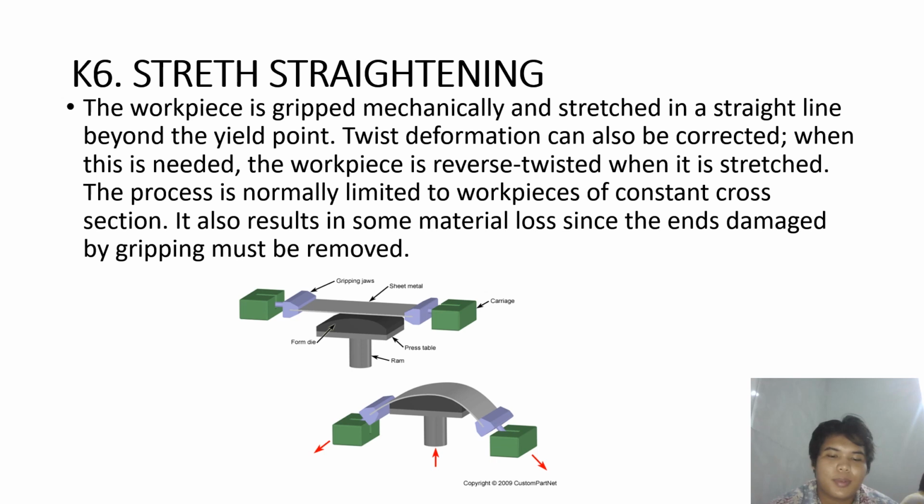Straightening. I'm sorry for the typos. The workpiece is gripped mechanically and stretched in a straight line beyond the yield point. Twist deformation can also be corrected. When this is needed, the workpiece is reverse twisted when it is stretched. The process is normally limited to workpieces of constant cross-section. It also results in material loss since the ends damaged by gripping must be removed.